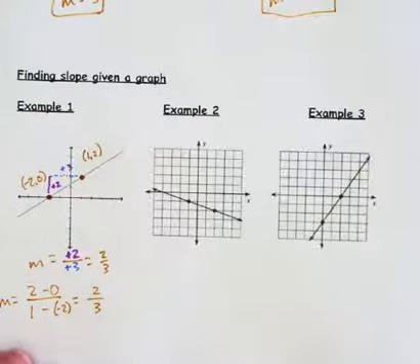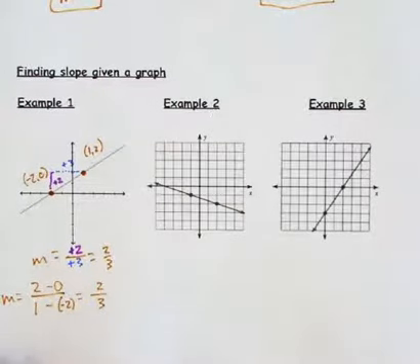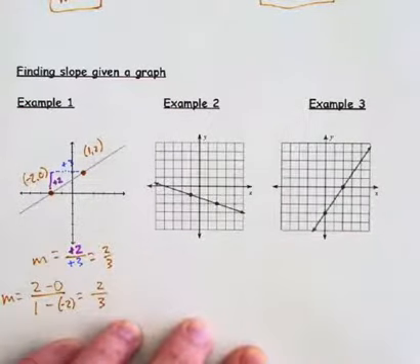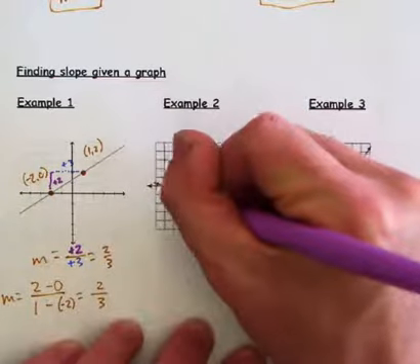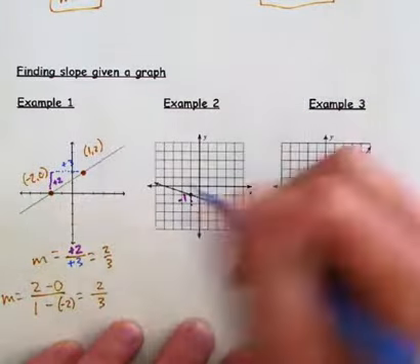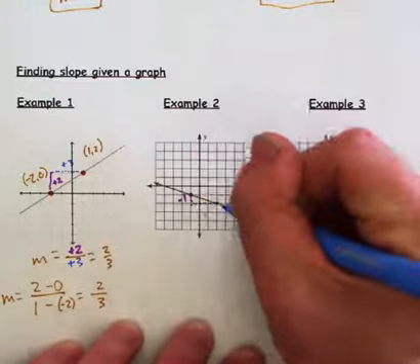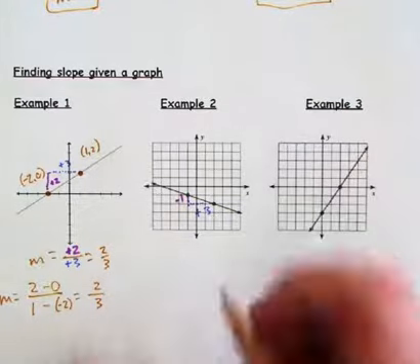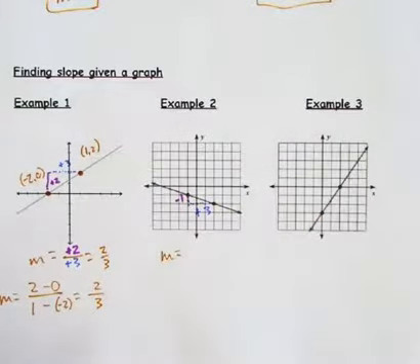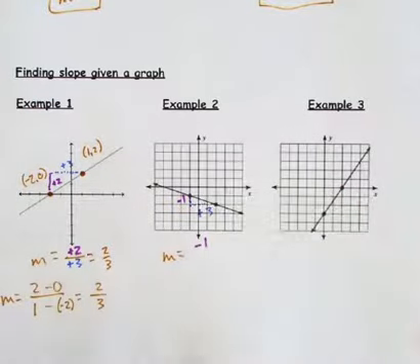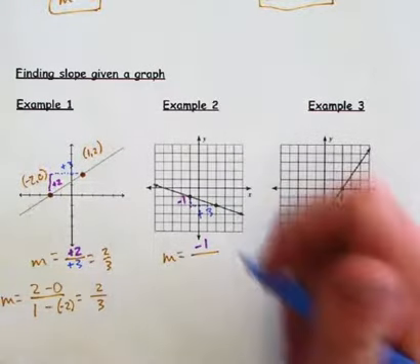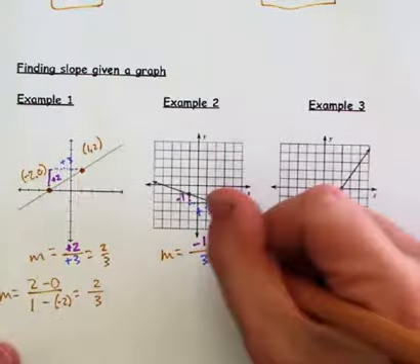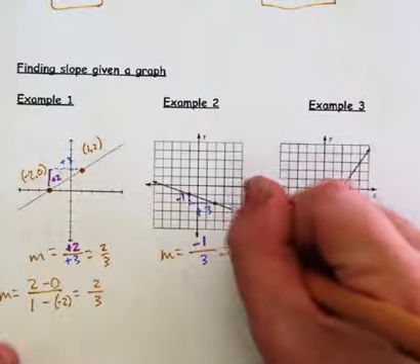Okay. All right. Example number 2. We've got 2 points right here. So let's just see. We're going down 1, so negative 1. We're going over 1, 2, 3, positive 3. Okay. So our slope m is going to equal negative 1 over positive 3. So that's going to give us negative 1/3.